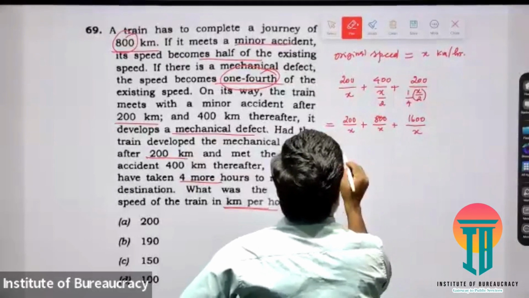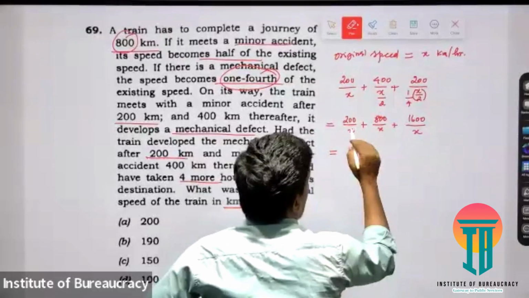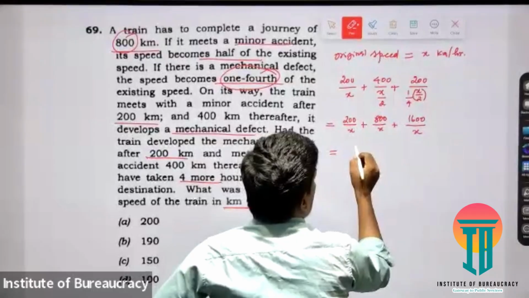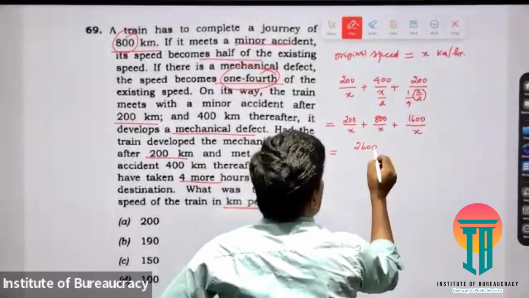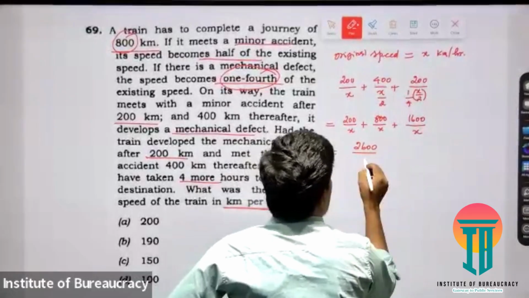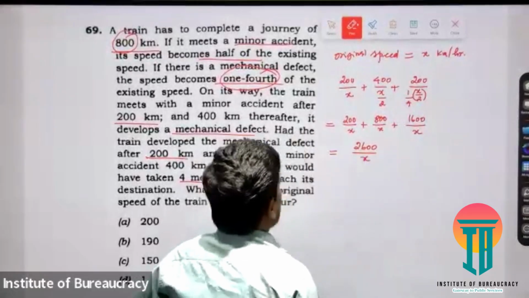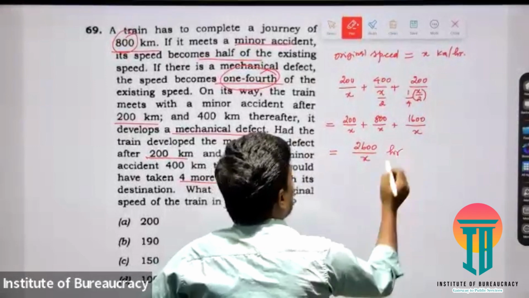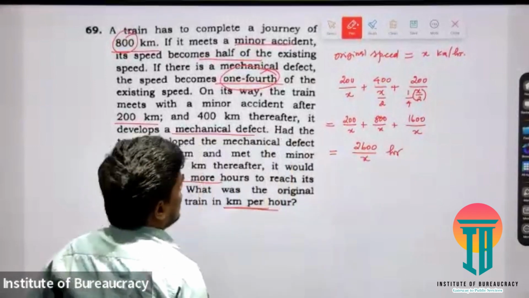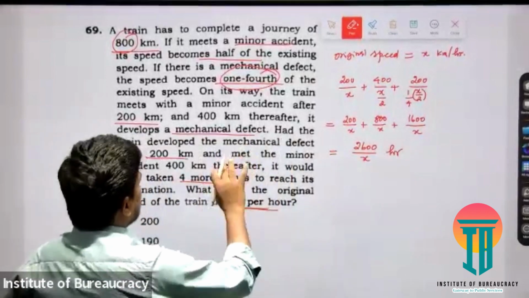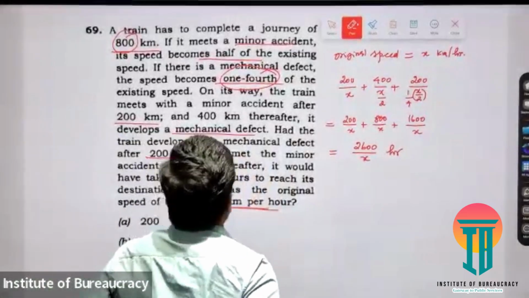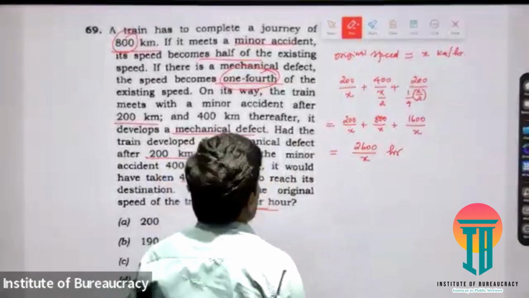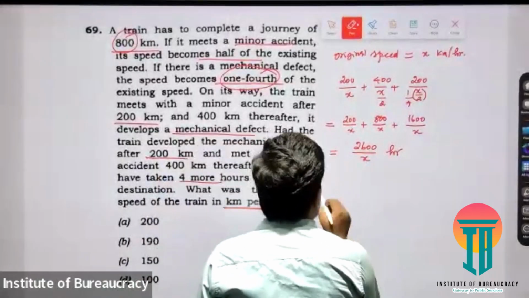So altogether it is 2600 by x. This is the time taken, this much in hours. That is the first case. Second case: had the train developed a mechanical defect after 200 kilometers.